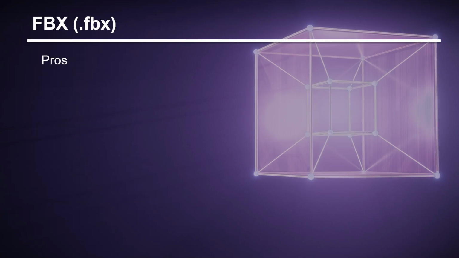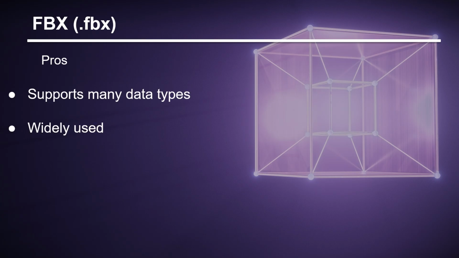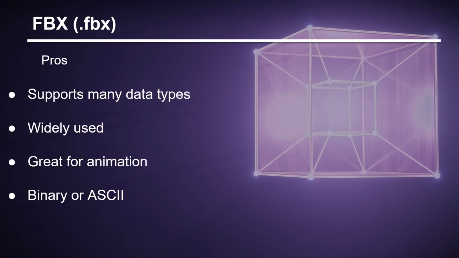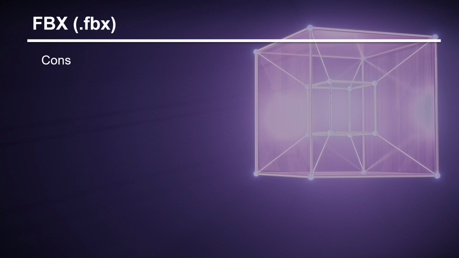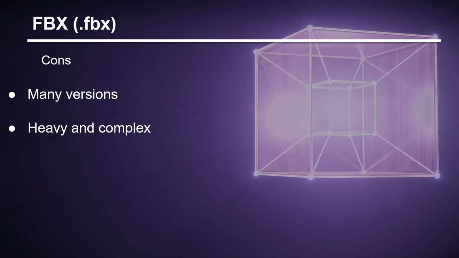The pros of using FBX is it supports a wide range of data types, is widely used, it is great for animation, and it can also be written in binary or ASCII format. The cons of using FBX are there are multiple versions of FBX, it can be heavy and complex, along with not exporting curves, which some animations might rely on.